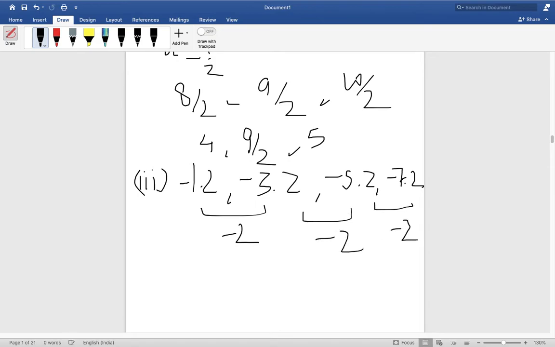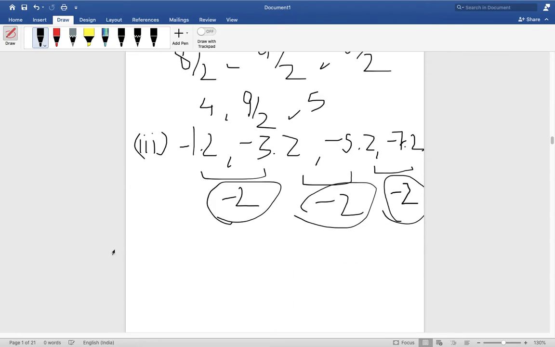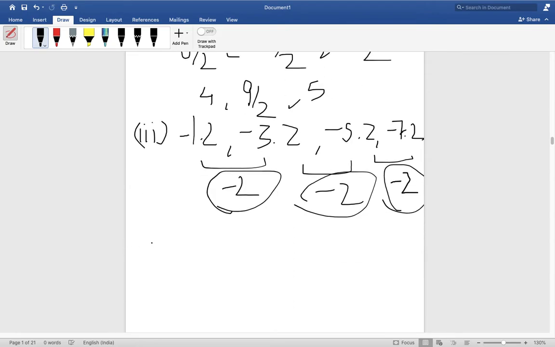If you have studied how to subtract two numbers, then you know how to subtract minus 1.2 from minus 3.2. Minus 3.2 minus minus 1.2, minus and minus is positive, so minus 3.2 plus 1.2 is minus 2. Again minus 2 here. So common difference is minus 2, a consistent common difference, hence this is an AP. For the next terms after minus 7.2, just add minus 2 to it. So minus 9.2, minus 11.2, minus 13.2. That's it, we are done here.